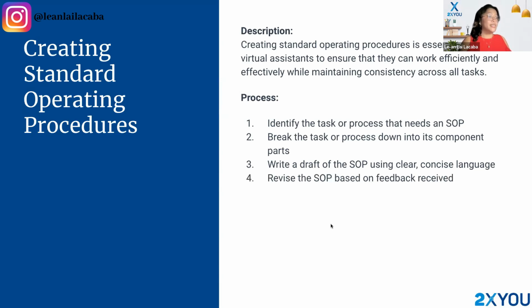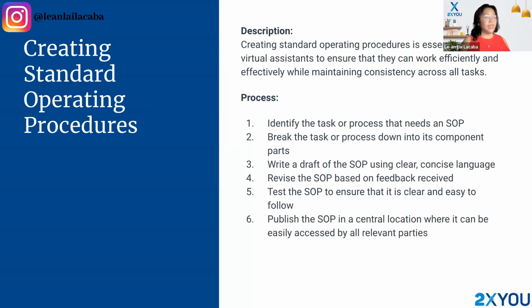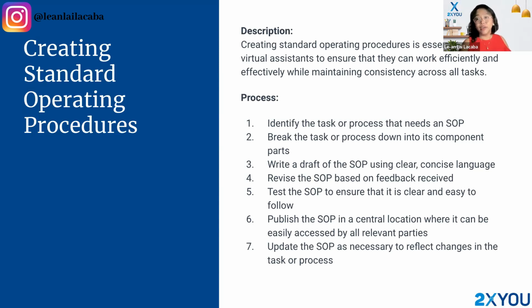And of course, revise the SOP based on feedback received. Test the SOP to ensure that it is clear and easy to follow. And publish the SOP in a central location where it can be easily accessed by all the relevant parties. And again, make sure to keep it up to date. Let's say that you have been doing the email management for a while, you've been doing it for 2 years, and you haven't updated it once, even though you've changed your processes and your systems, it's going to be very obvious for the next person that you train to do it that they're making mistakes because it's not up to date.